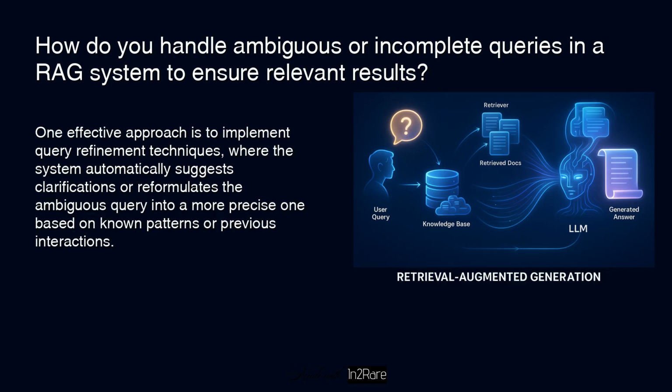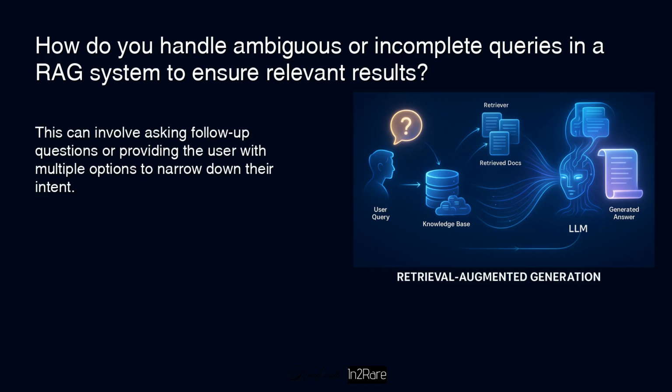One effective approach is to implement query refinement techniques, where the system automatically suggests clarifications or reformulates the ambiguous query into a more precise one based on known patterns or previous interactions. This can involve asking follow-up questions or providing the user with multiple options to narrow down their intent.